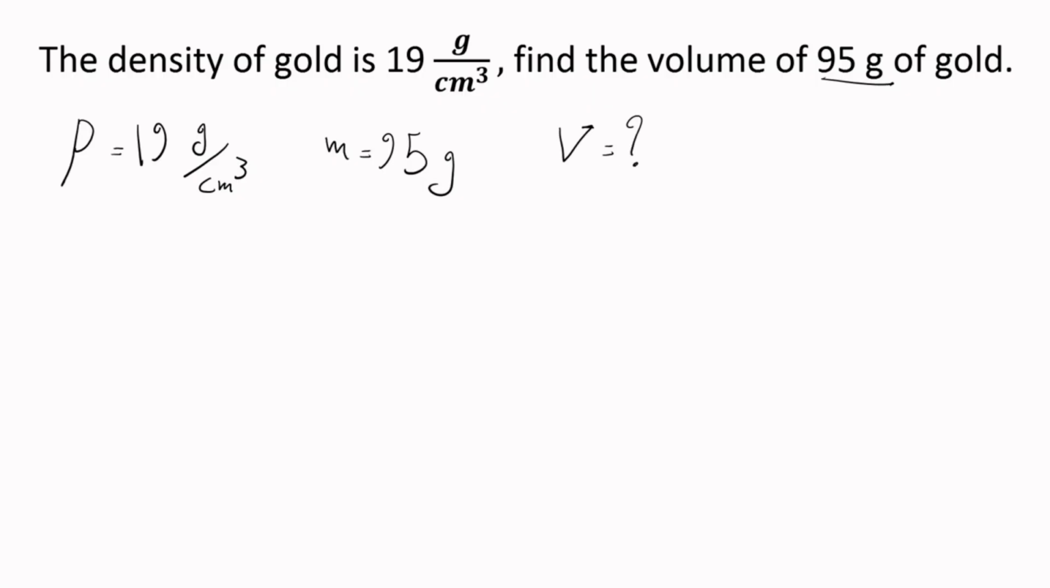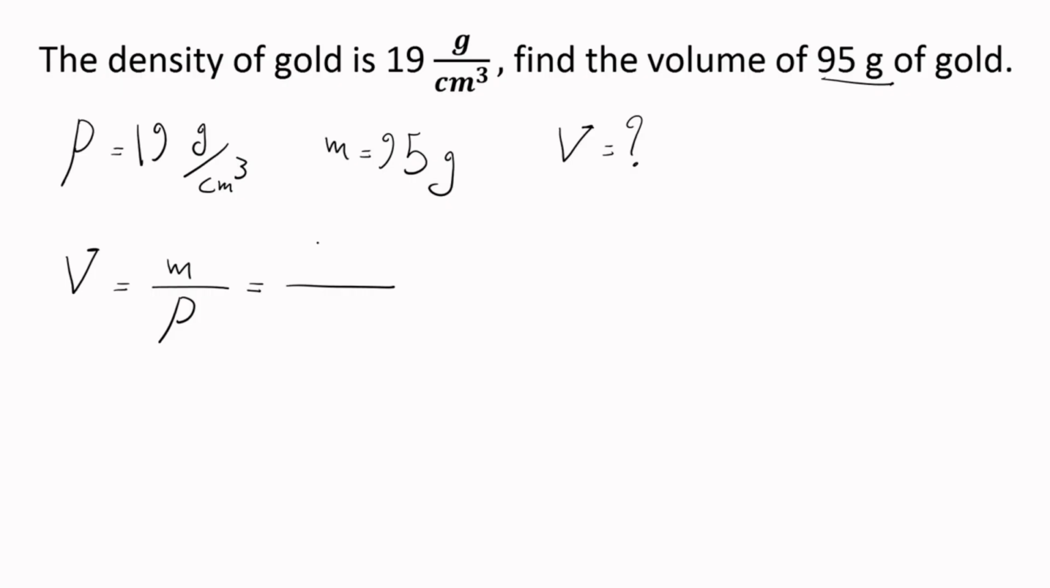Okay, I'm gonna make the volume subject of the formula. How am I supposed to do that? As I told you, V is equal to M over rho. Units are corresponding to each other because I have gram per cubic centimeters and I have gram here.